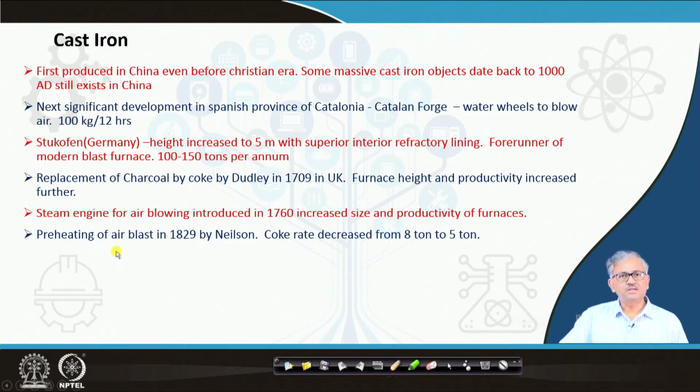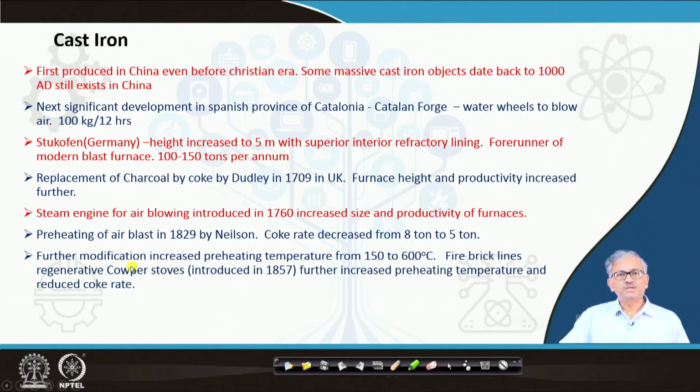So that was the initial thing, and then further modification increased the preheating temperature from 150 to 600 degrees centigrade, and the fire brick lining, regenerative Cooper stove, that is the Cooper stove for preheating the air blast, came in 1857. That is the mid 19th century. That is the modern stove, but with a much higher preheat temperature. Now you can attain 1200. That time 600 degrees centigrade you could attain by that Cooper stove. So it increased the preheating temperature and reduced the coke rate.